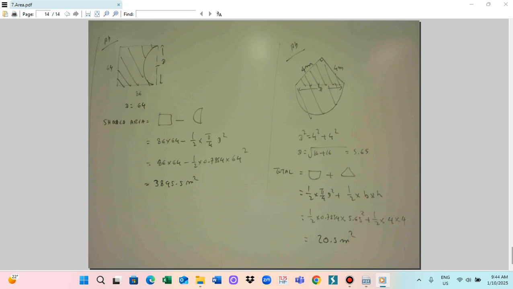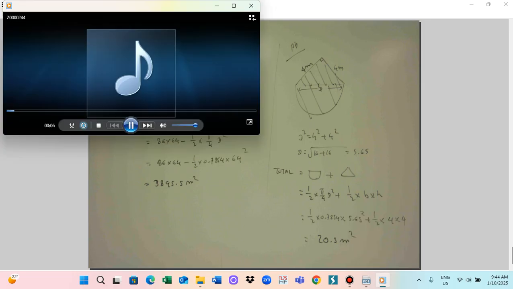And then you can calculate the total area. So the total area is this one plus this triangle. This one is half into pi by 4 into D square, plus this one is half into base multiplied by height. So that will be half multiplied by 0.7854 multiplied by 5.65 square plus half multiplied by base 4 multiplied by 4. And you get the total area. And after that you can calculate the area of the next one.